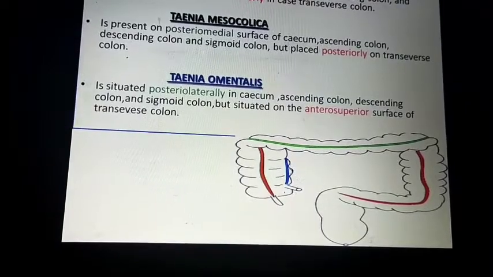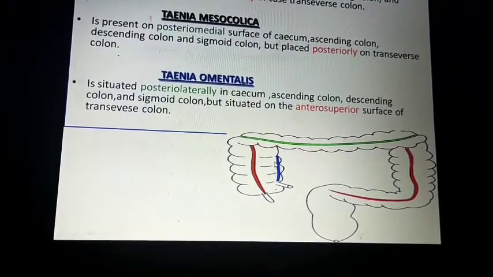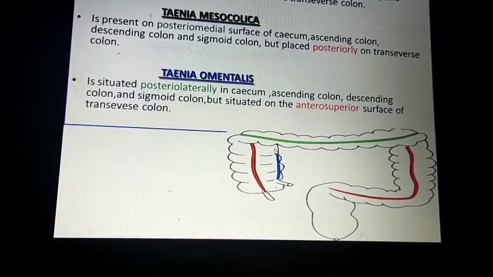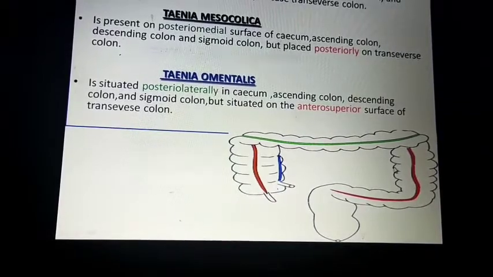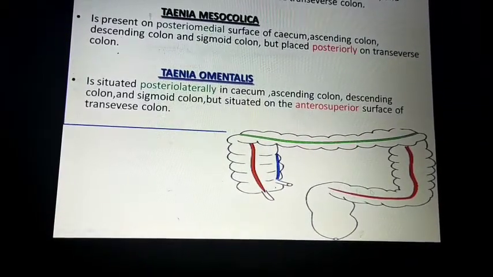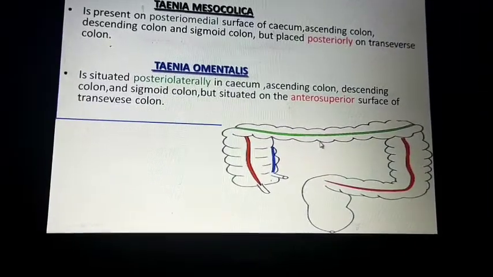Then Taenia mesocolica is present on the posteromedial surface in the cecum, ascending colon, descending colon and sigmoid colon, but is placed posteriorly in the transverse colon.